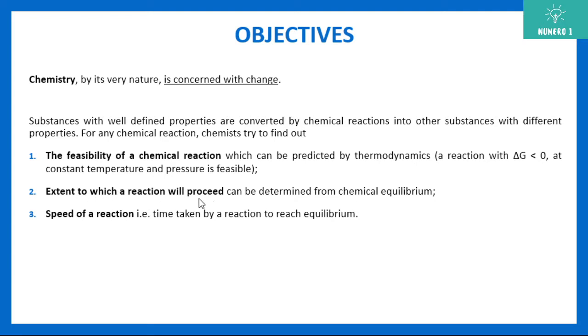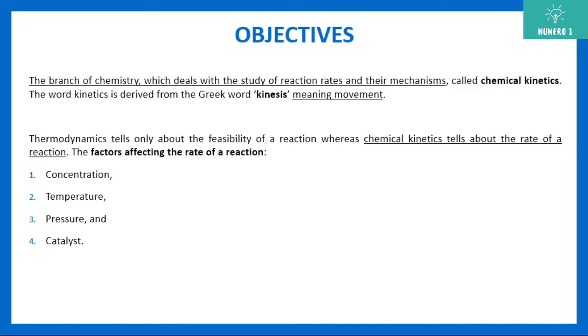And the third thing is the speed of the reaction, that is the time taken by the reaction to reach equilibrium. This is the main topic that we are going to see in this chapter, the speed of the reaction. The branch of chemistry which deals with the study of reaction rates and their mechanism is called chemical kinetics. The word kinetics is derived from the Greek word kinesis, meaning movement.